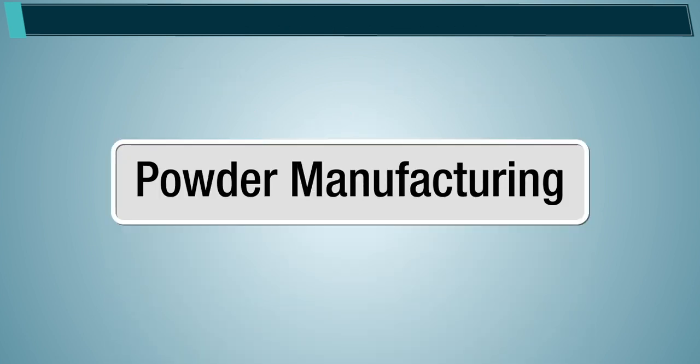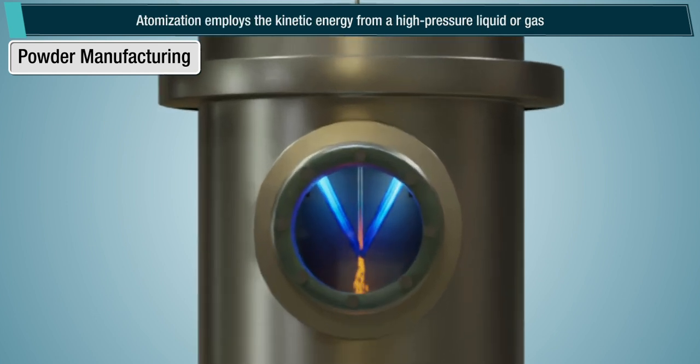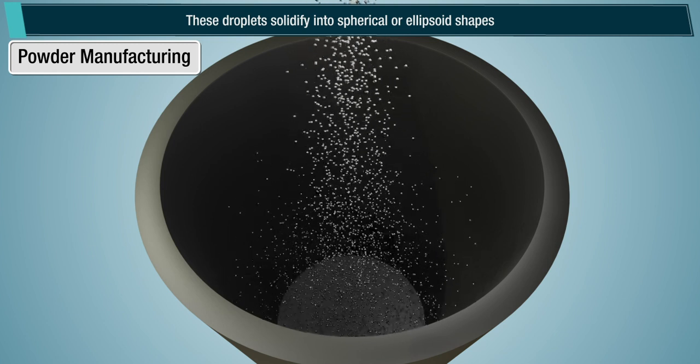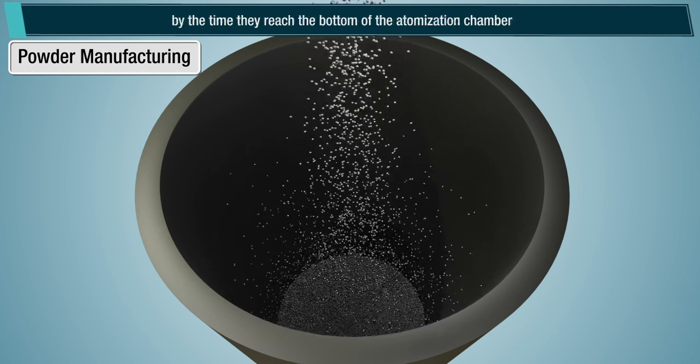Powder manufacturing. Metal powder for powder bed fusion is mainly produced by the atomization process. Atomization employs the kinetic energy from a high-pressure liquid or gas to break apart a molten stream of metal into small droplets. These droplets solidify into spherical or ellipsoid shapes by the time they reach the bottom of the atomization chamber.